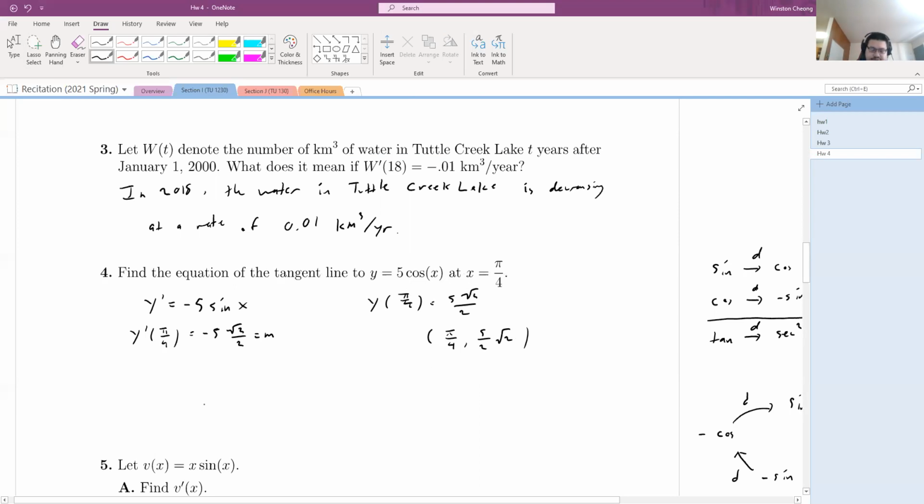And now we just plop this into point slope form. y minus y naught, which is 5 halves root 2, is equal to m, negative 5 root 2 over 2, times x minus x naught. And this is the answer that the question is asking for.